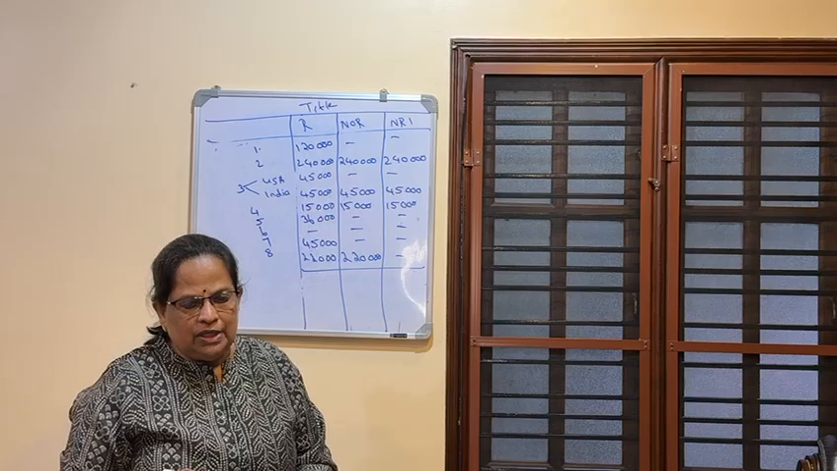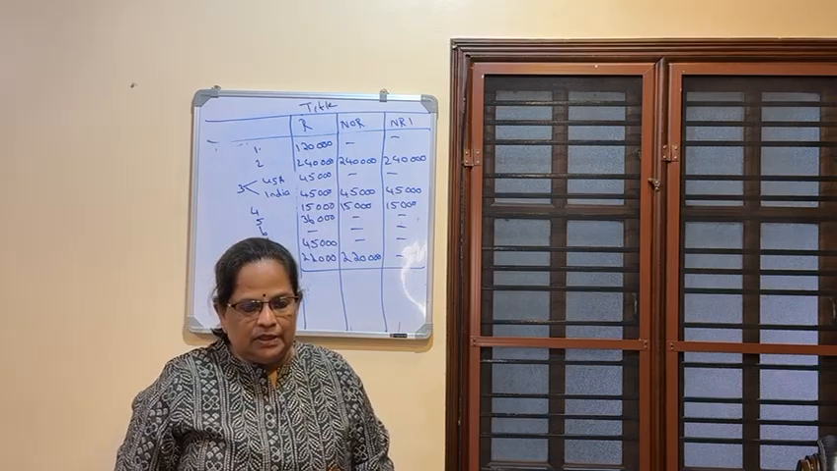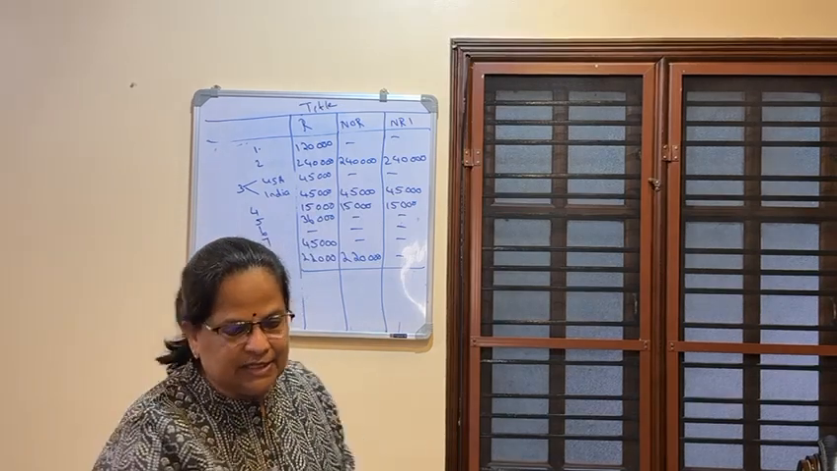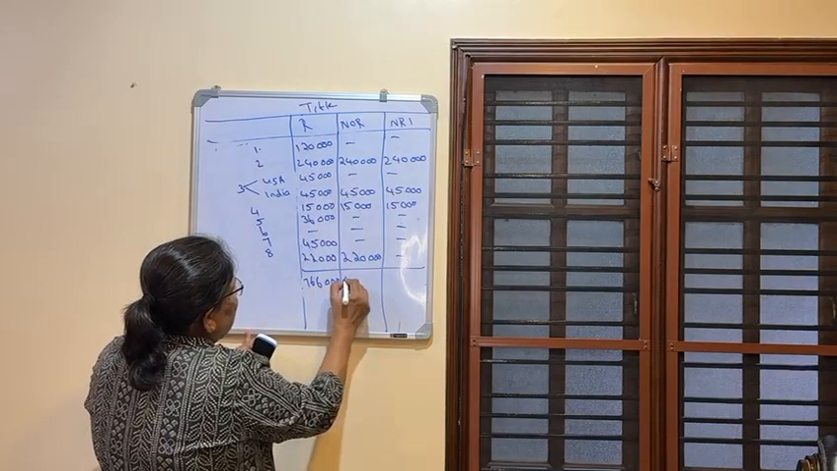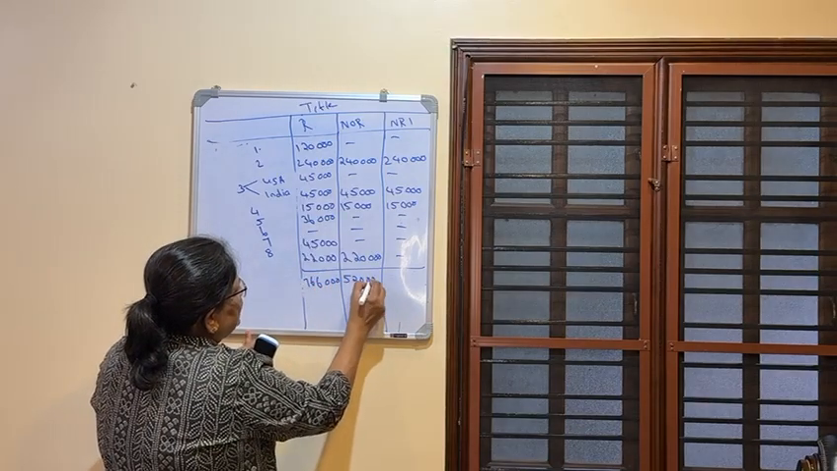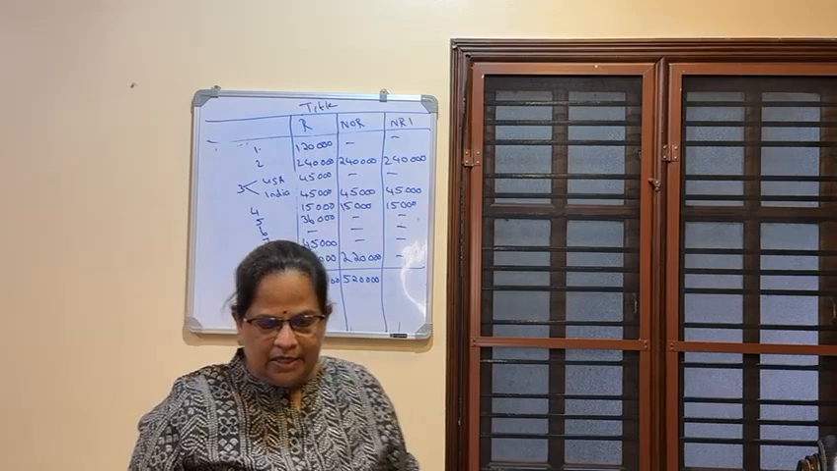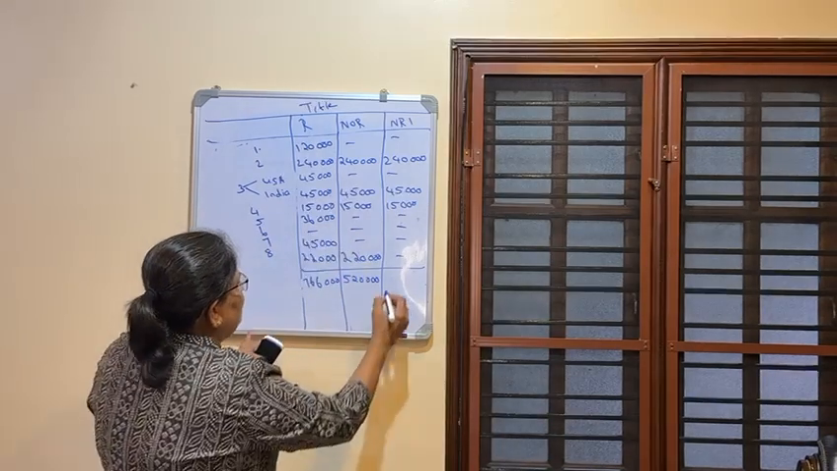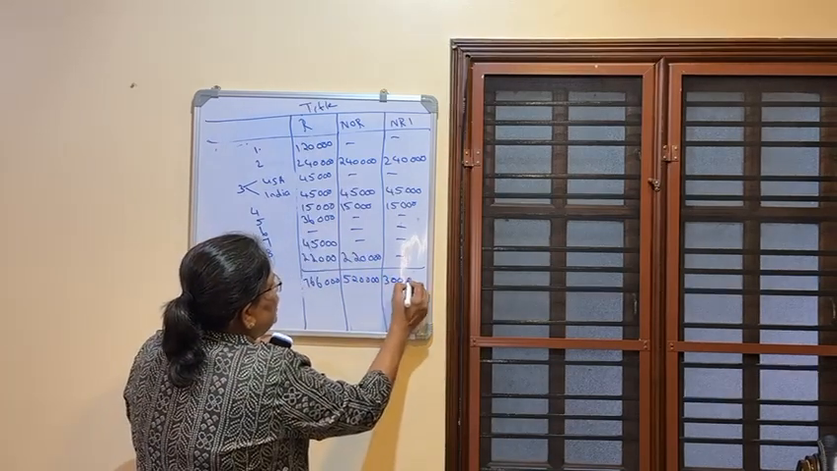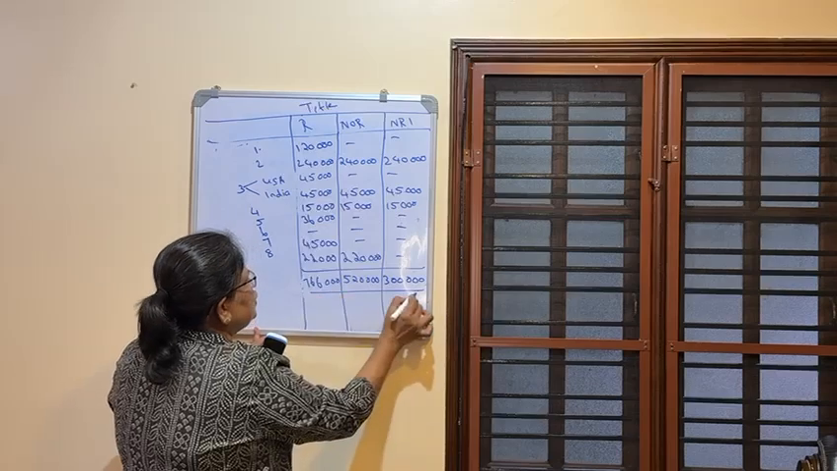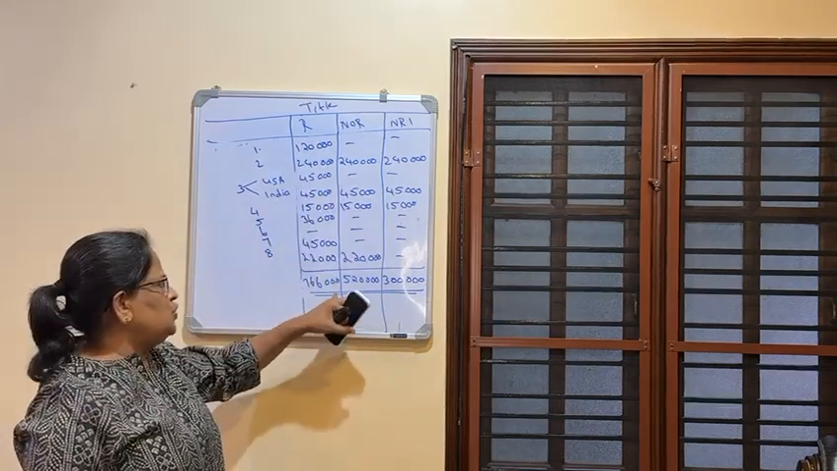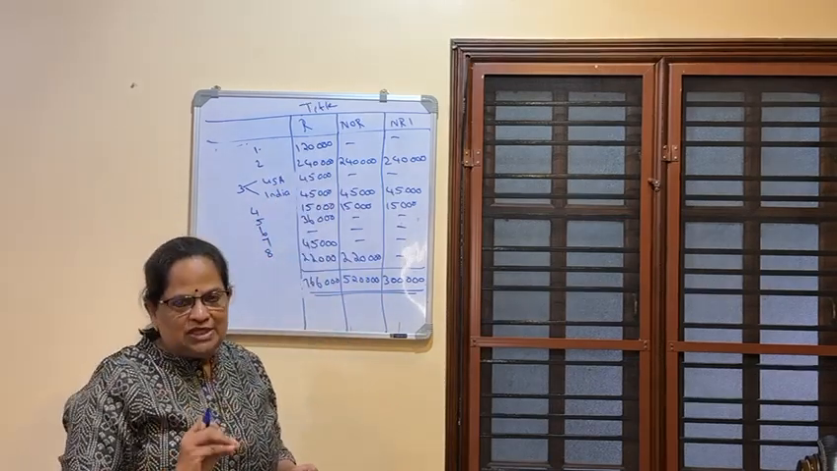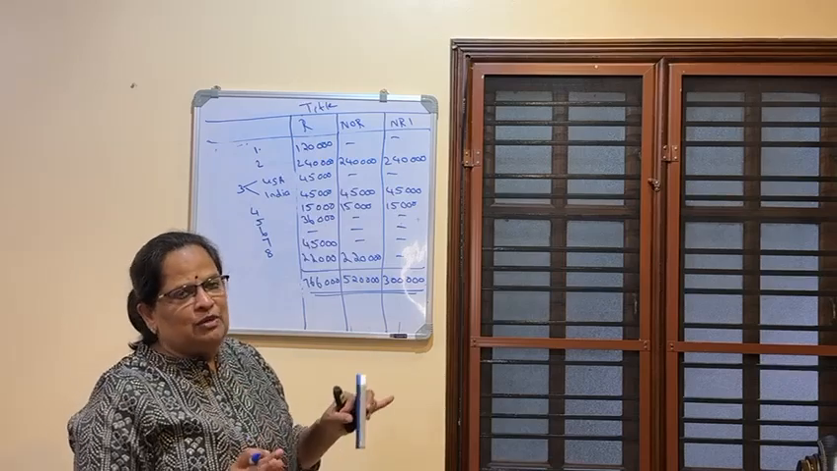So this is how we calculate: 7,66,000, 5,20,000 and 3 lakhs. If it's a 10-mark question, each point will get 1 mark and total will get 2 marks. So total is important and most of the students will make the mistake.